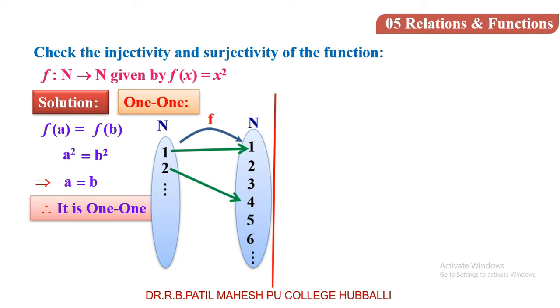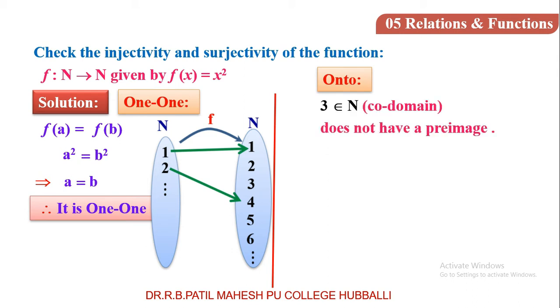Absolutely, this is not onto. Why? There are reasons. Let me see those reasons. Dear students, 3 belongs to N, that is the codomain, and does not have a pre-image. It means 3 is not an image. Therefore, the function is not onto. This is one reason, or one way you can tell this is not onto. The other way is finding the range as well as the codomain and comparing them.